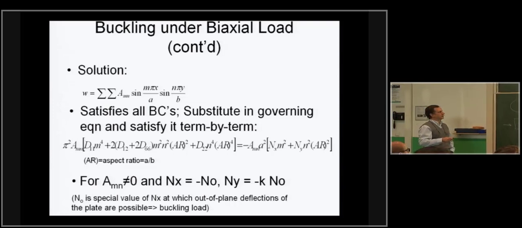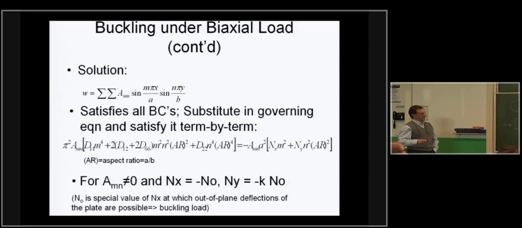Now, one solution says Amn equals 0, and that means my W is 0, so I only have in-plane deformation, stretching, and so on. That's fine, but if we're trying to do buckling, that's not the one we want. And the other is Amn is different than 0. So if Amn is different than 0, I have to find a way to satisfy this equation.